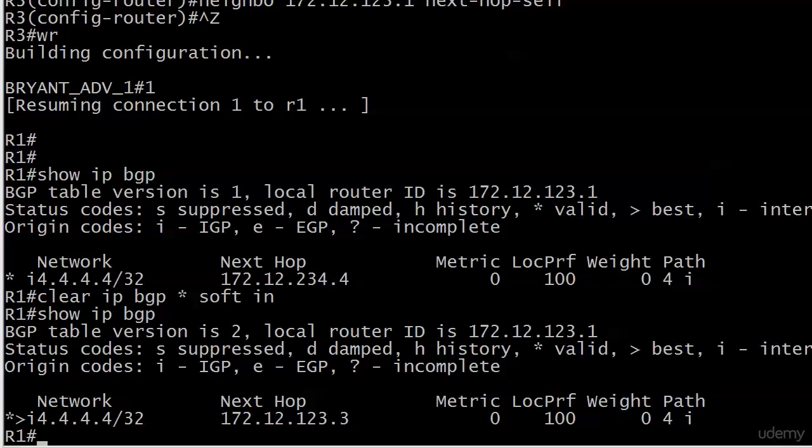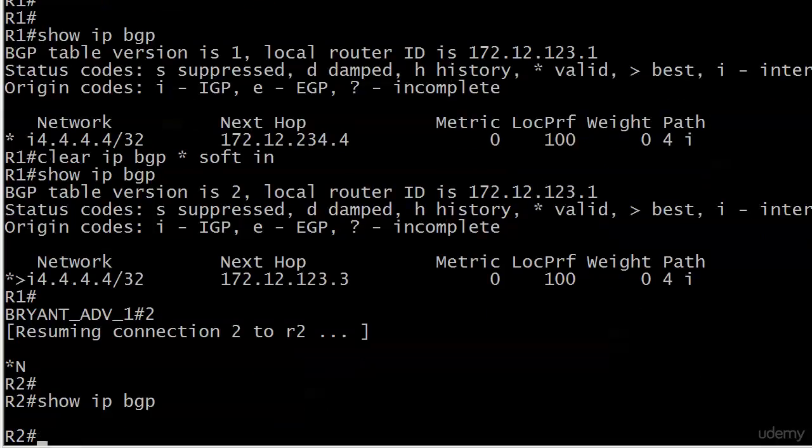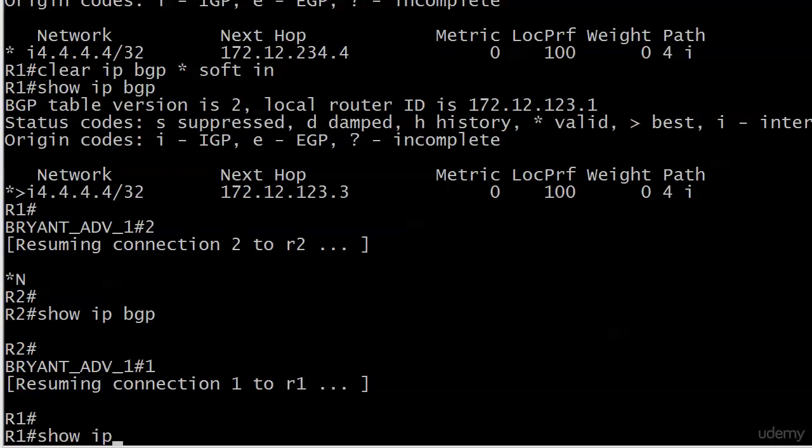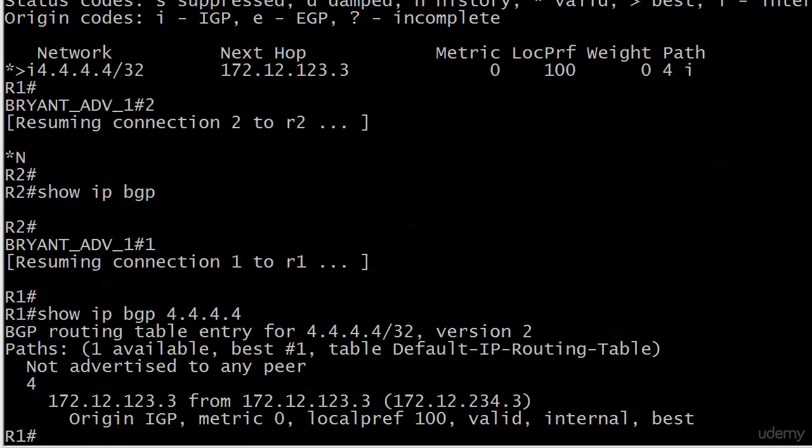Now let's go over to router 2. And we've already gotten a huge hint as to what we're going to see here, which is nothing. We're not going to see the route at all. It's not just that it's valid but not best, or best but not valid. It just ain't there. And the problem here is, of course, we go back to router 1 and we have a look. Show IP BGP 4444, and you can see right under paths, not advertised to any peer.